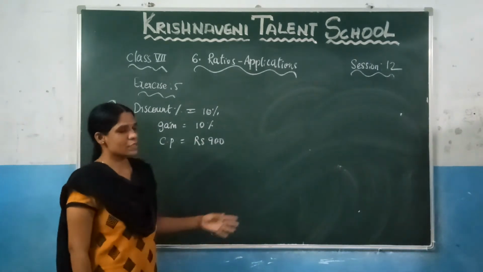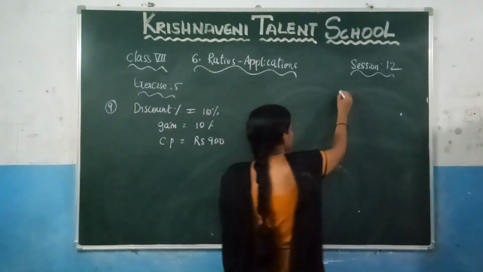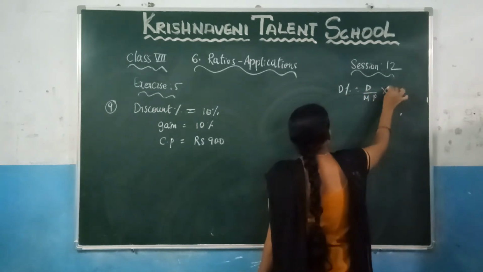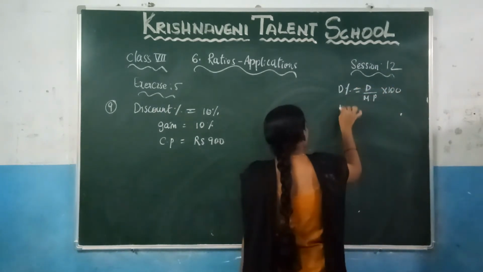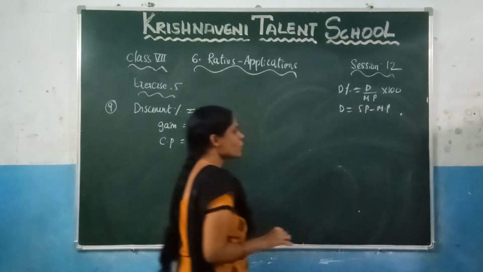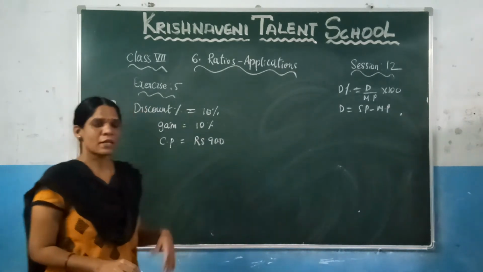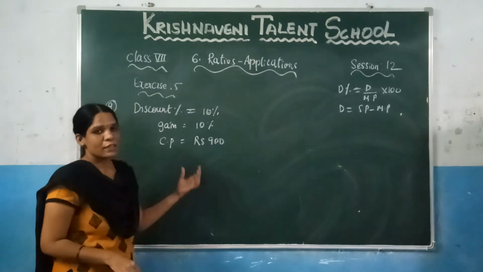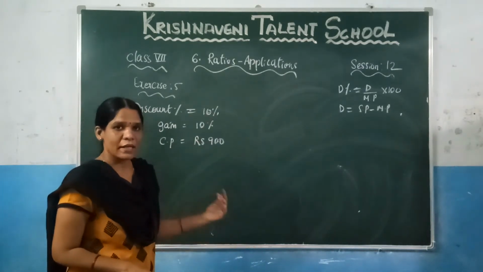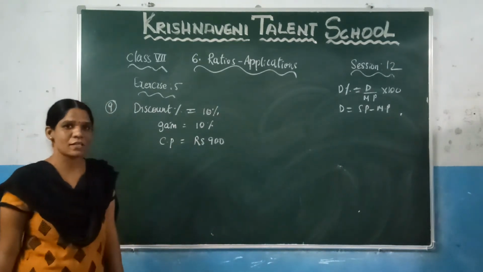So again, let us write the formula so that you will get a clarification. So what are the formulas we have known? Discount percentage is equal to discount by market price into 100, and similarly discount you can find by using the formula market price minus selling price. So here by using those formulas you can find the market price. Here what is the question they have given? They have given that after giving discount of 10 percentage he had got a gain of 10 percentage, and the cost price they have given as 900.